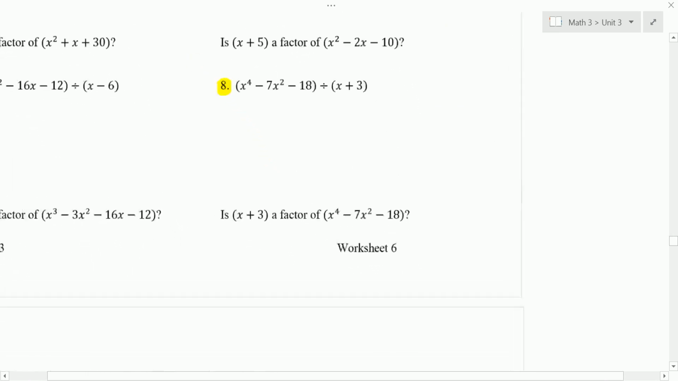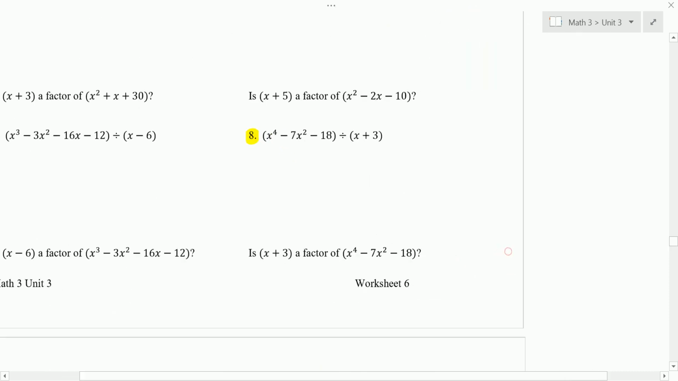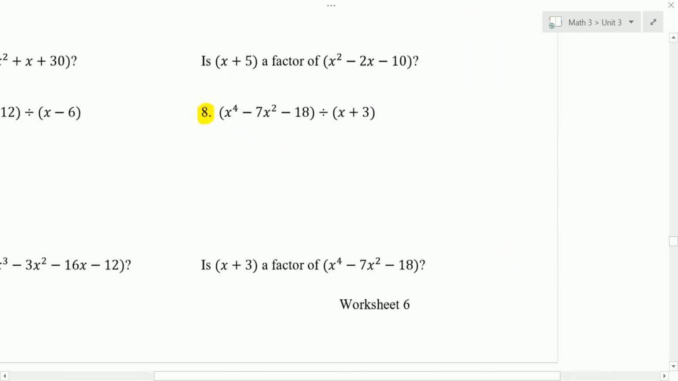Number 8. If we backtrack a little bit, it says to divide using synthetic division. And again, we need to make sure what we're dividing, the dividend, has no missing terms. And if there's missing a term in between, we need to write it in. So this one is missing some terms. We need to rewrite it as x to the fourth plus 0x cubed, because there are no x cubes, minus 7x squared plus 0x, because there's no x's, minus 18 divided by x plus 3.